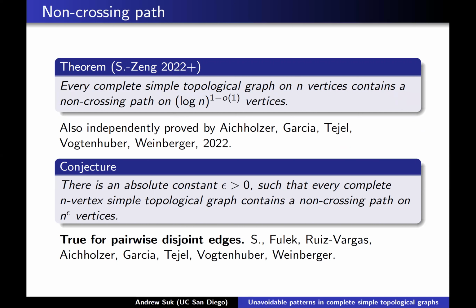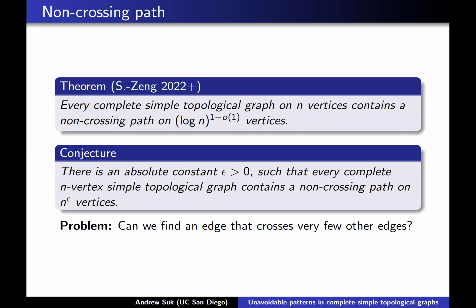What we thought was an even more basic problem was whether, in the complete simple topological graph, you can find an edge that crosses very few other edges. If you have the complete n-vertex simple topological graph, it's not hard to see that on average, each edge crosses about n squared other edges. But we were hoping to find a very special edge that crosses very, very few edges.